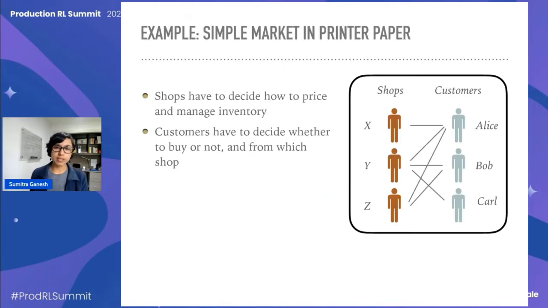So let me motivate this with a very simple example of a market. Say you're in the business of selling printer paper. And this market is made up of 2 other shops that also sell paper and compete with you, and 3 customers, Alice, Bob, and Carl. Each of the shops has to decide at what price they want to sell paper, and they have to manage their inventory. And the customers have to each decide whether they want to buy paper, how much paper to buy, and from which shop. Now, no real-world market is quite so homogeneous.